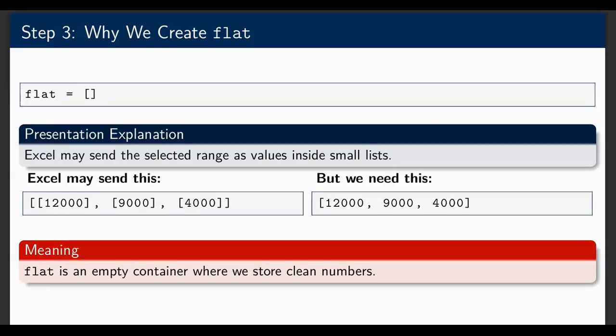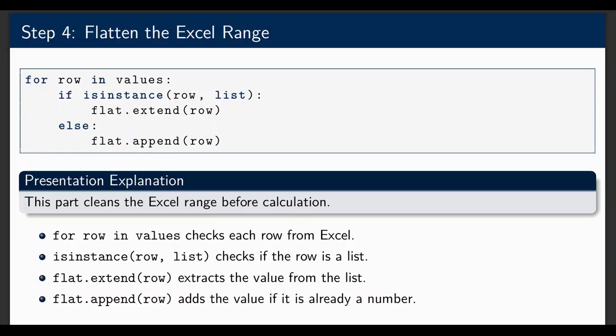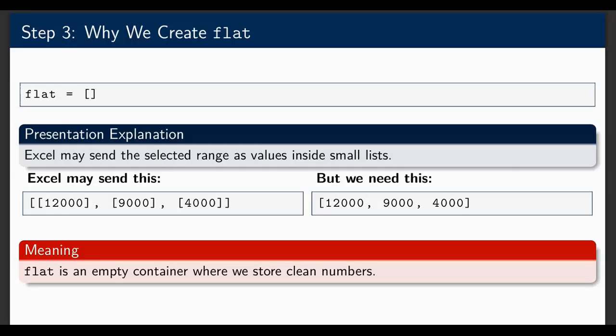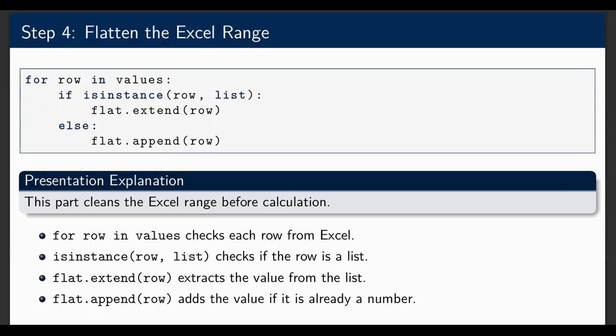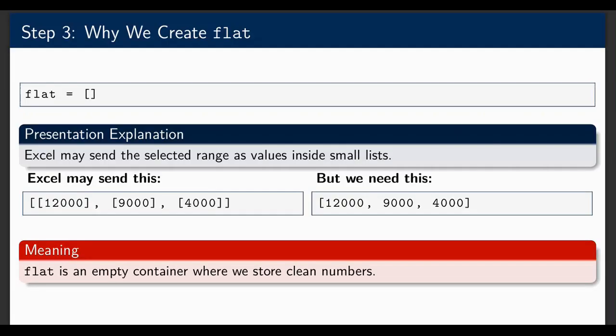Now we are creating the flat, or the empty container, because sometimes Excel may send a nested list. To avoid this problem, we use the flat list to get an empty container. The fourth step is to flatten the Excel range. After creating this empty basket, we use a loop in order to fill it.